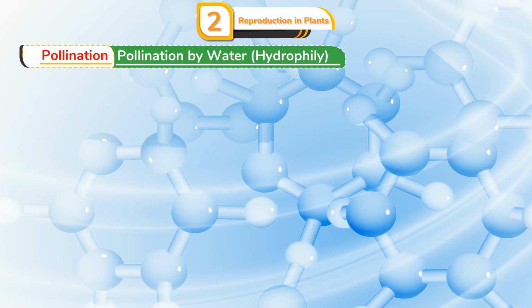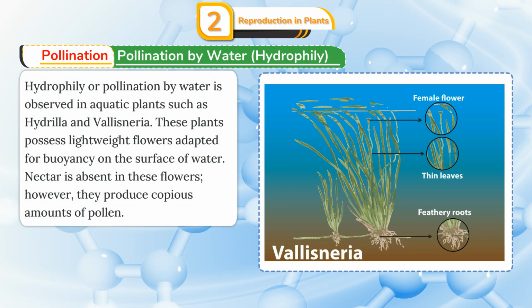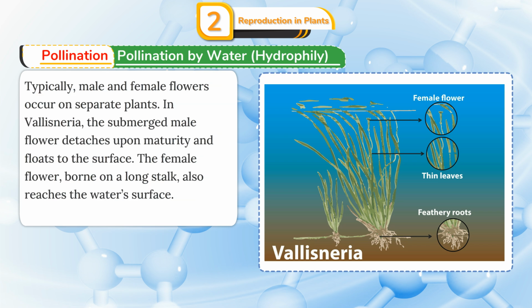Pollination by water. Hydrophily. Hydrophily, or pollination by water, is observed in aquatic plants, such as Hydrilla and Vallisneria. These plants possess lightweight flowers, adapted for buoyancy on the surface of water. Nectar is absent in these flowers, however they produce copious amounts of pollen. Typically, male and female flowers occur on separate plants.